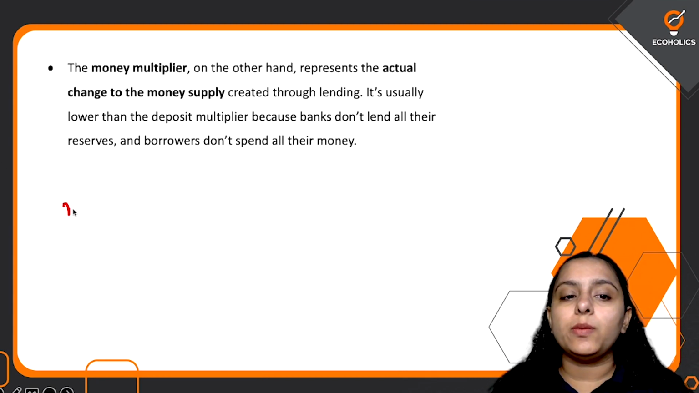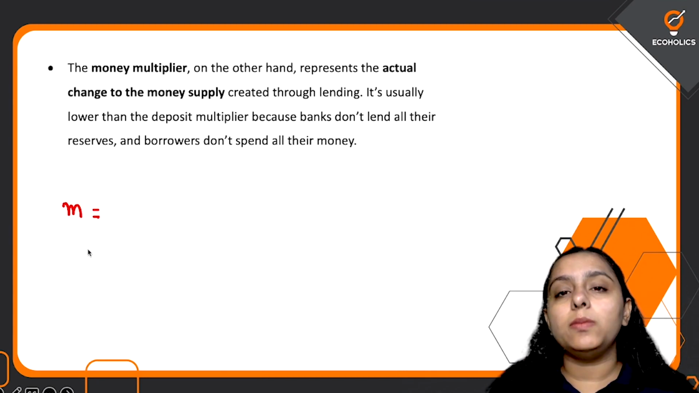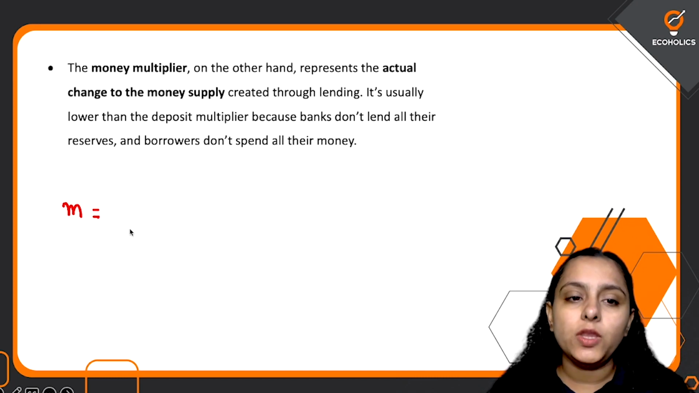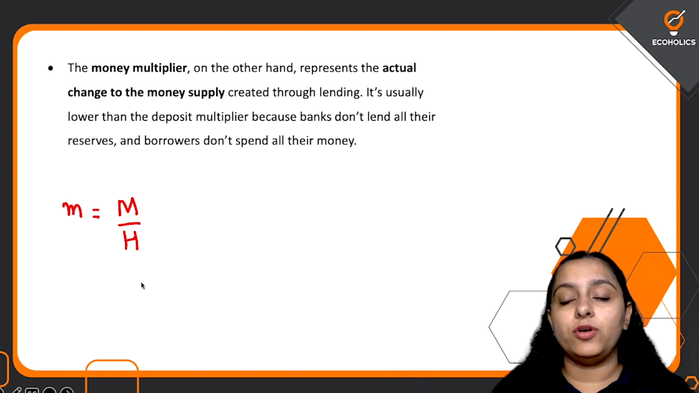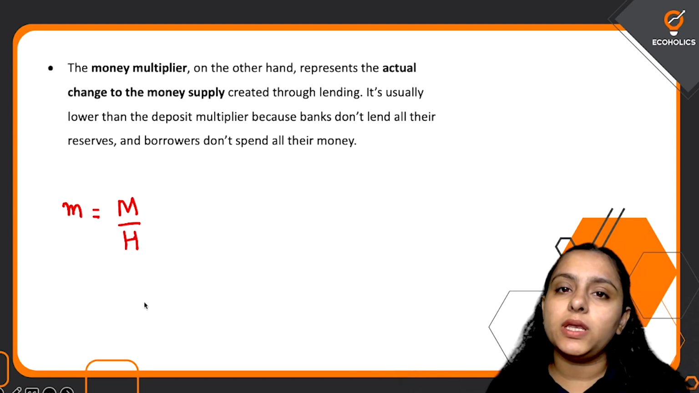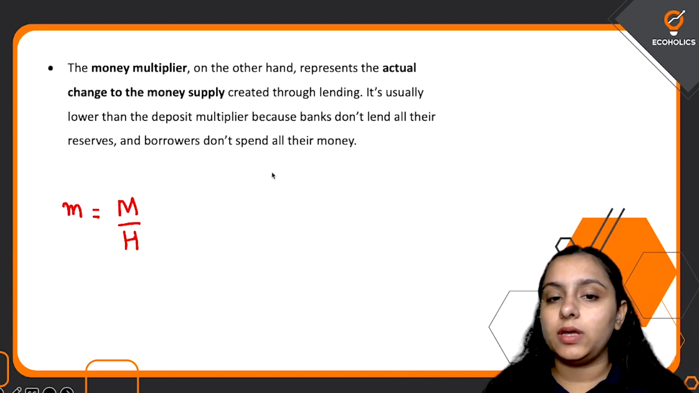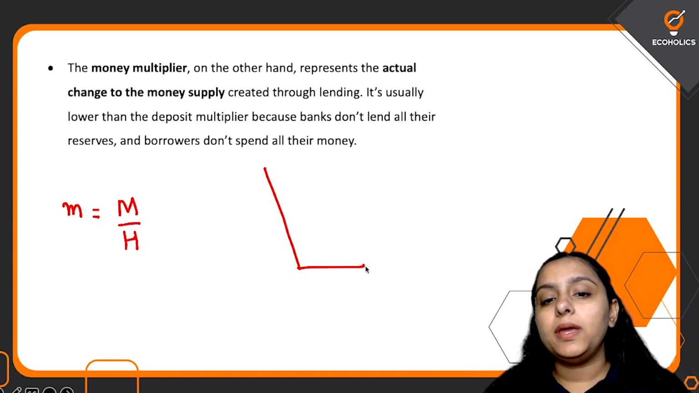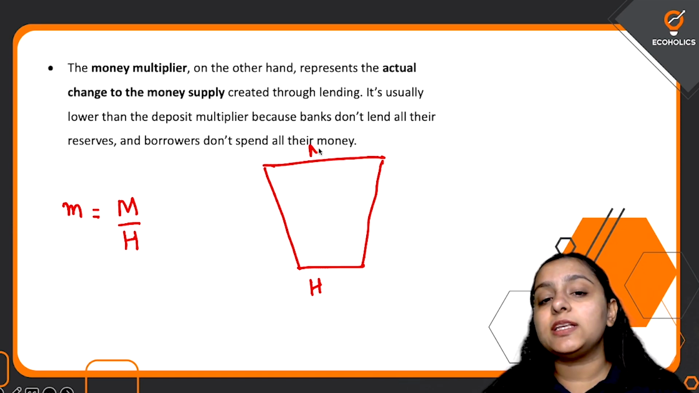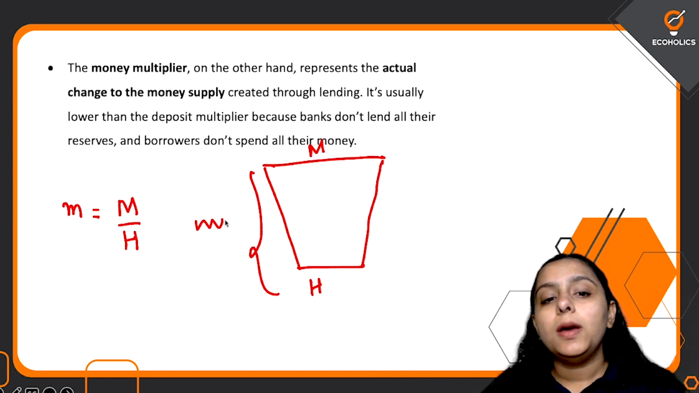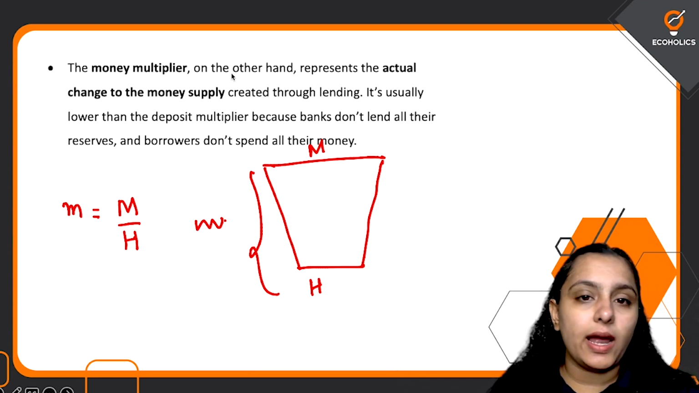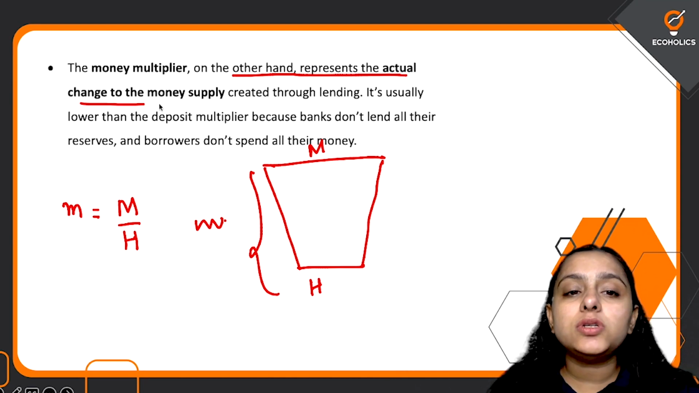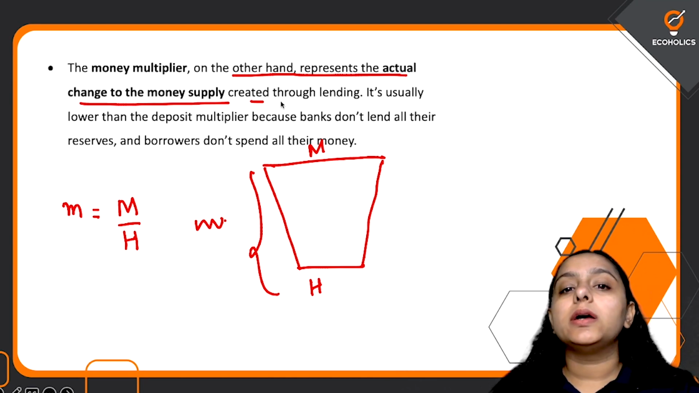So if we try to interpret this, I'm denoting money multiplier with the use of small m. It shows us the ratio of money supply to high powered money, that is, on the basis of high powered money, how much money supply can be created. Like if we try to make a diagram, high powered money is there and this is your money supply. It expands due to the presence of money multiplier. The money multiplier, on the other hand, represents the actual change to money supply created through lending.